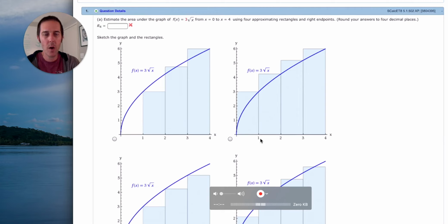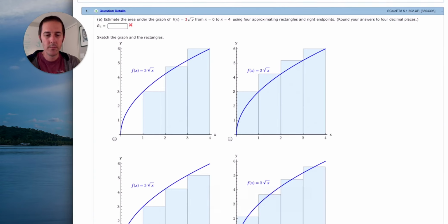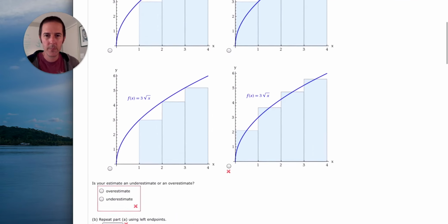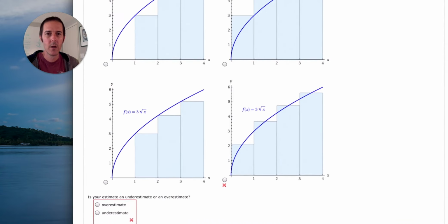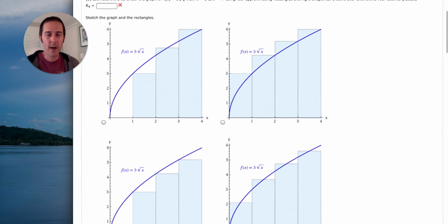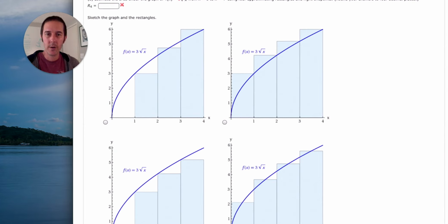This is x sub 1. I come up to the appropriate y coordinate, and then I go left because I'm using right endpoints. So I'm along the right-hand side of my rectangle, and then I go left from there. Oh, I have to scroll down here. Now that we've chosen that as our correct graph, would you say that that's an overestimate or an underestimate? Well, my rectangles are sticking up above my curve, so that is going to be an overestimate.